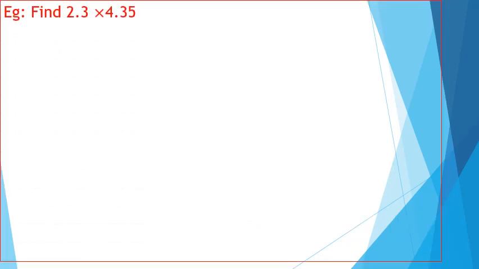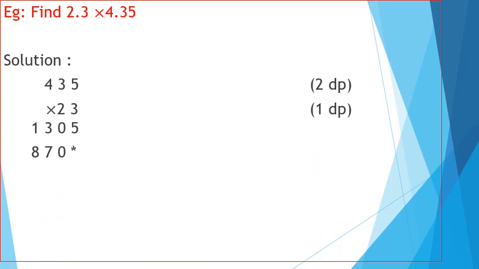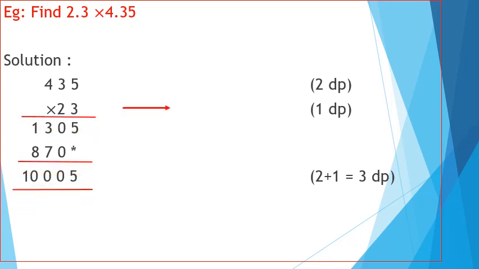Find 2.3 multiplied by 4.35. Treat both the decimal numbers as whole numbers and find the product of 435 multiplied by 23. We get the product as 10,005. Now we can put the decimal point.